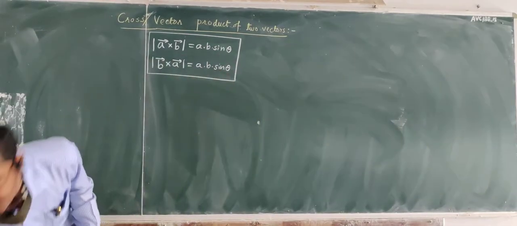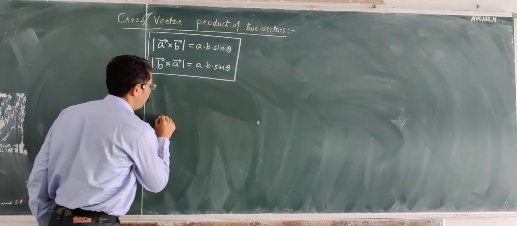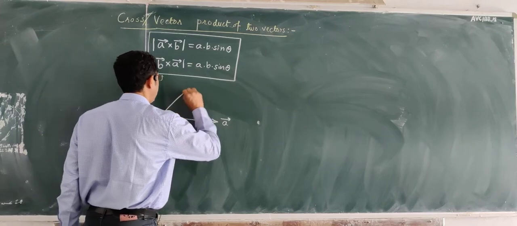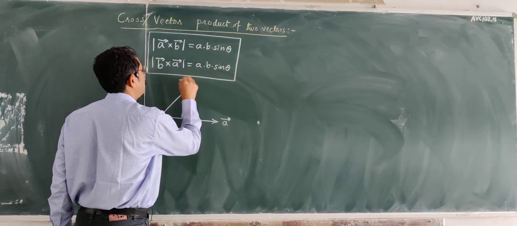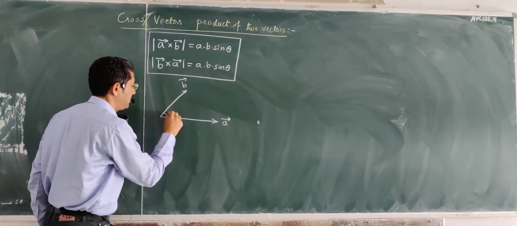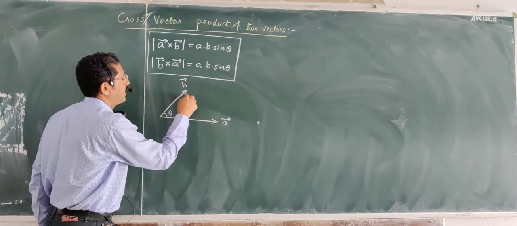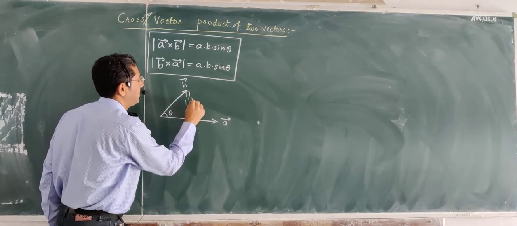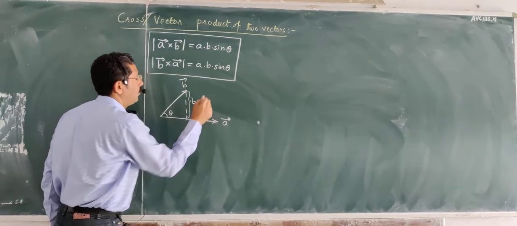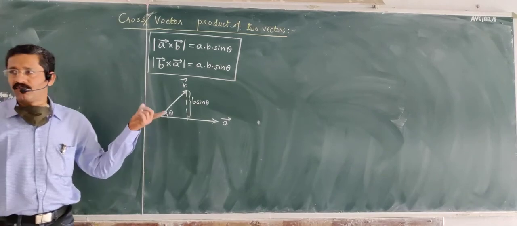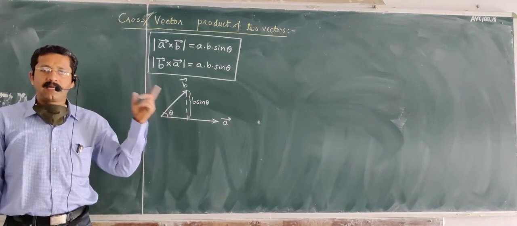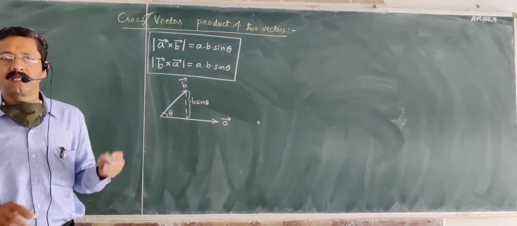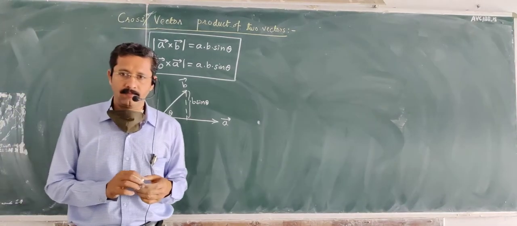Supposing I have one of them, vector A, acting here, and the other, vector B, acting somewhere here, with the angle between them equal to theta. I drop a perpendicular, and the length of this part is equal to B sin theta. Then what is supposed to be the direction of A cross B? The direction of cross product, or the direction of A cross B, is given by the right hand screw rule.